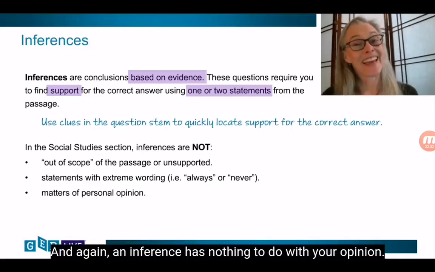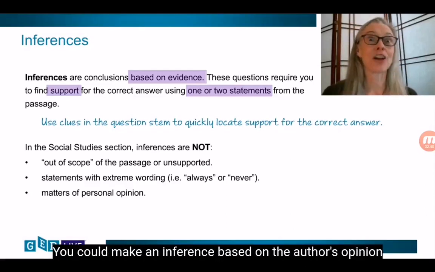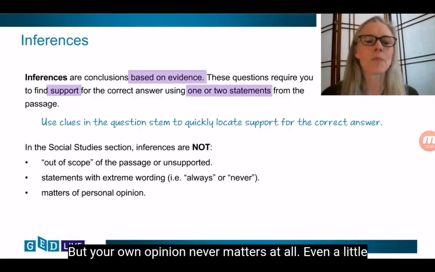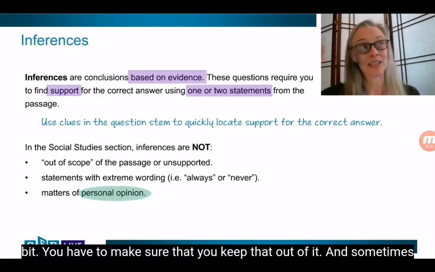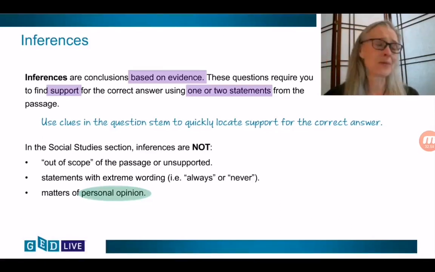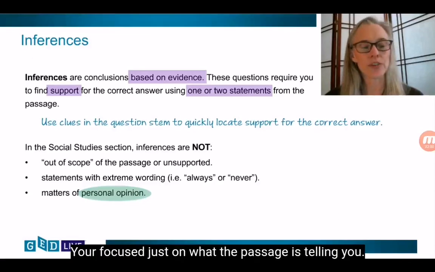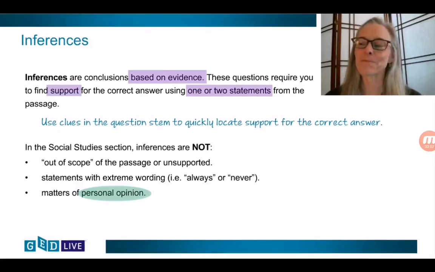And again, an inference has nothing to do with your opinion. You could make an inference based on the author's opinion if the author makes his or her opinion known in the passage, but your own opinion never matters at all, even a little bit. You have to make sure that you keep that out of it. Okay? And sometimes that's hard to do. Some passages you might really relate to and have an opinion about. Stay neutral. You're focused just on what the passage is telling you.